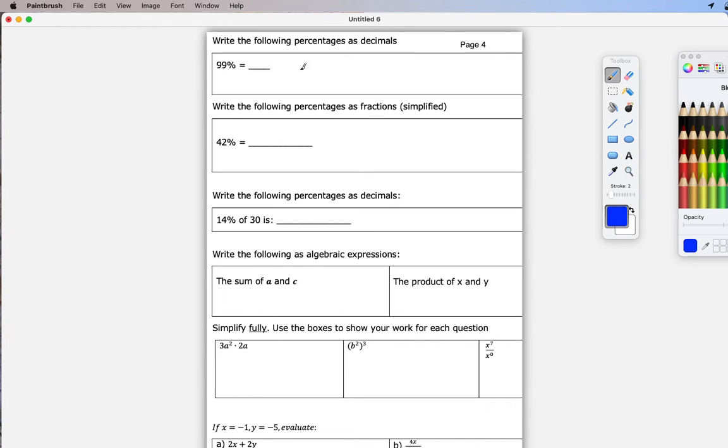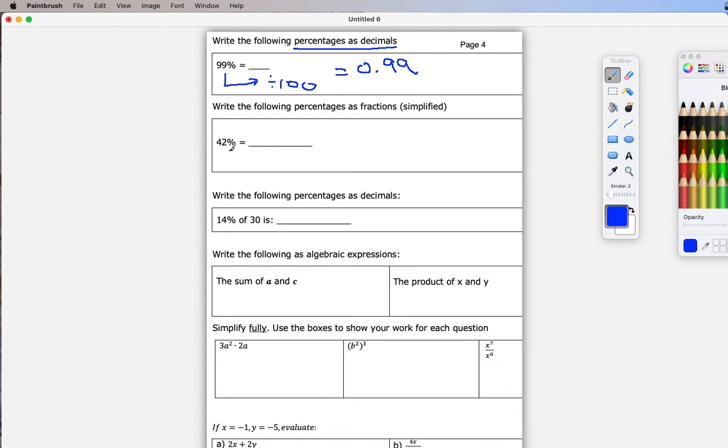All right, so here we are at page 4. Let's continue. We have some more percentage questions. So write the following percentage as decimals. Well, when we need to do this, we just take our percentage and we divide by 100. That's very easy to do. So if you go 99% divided by 100, you get 0.99.